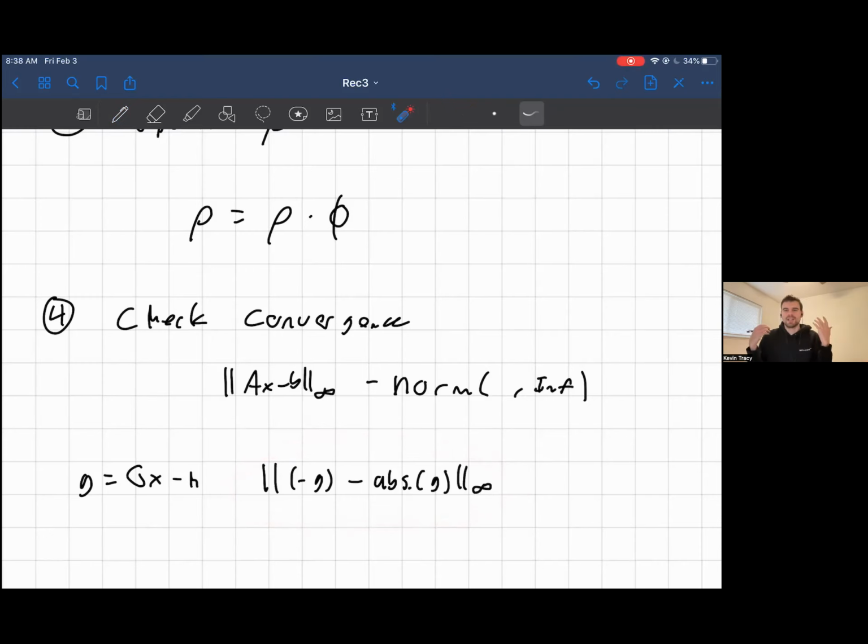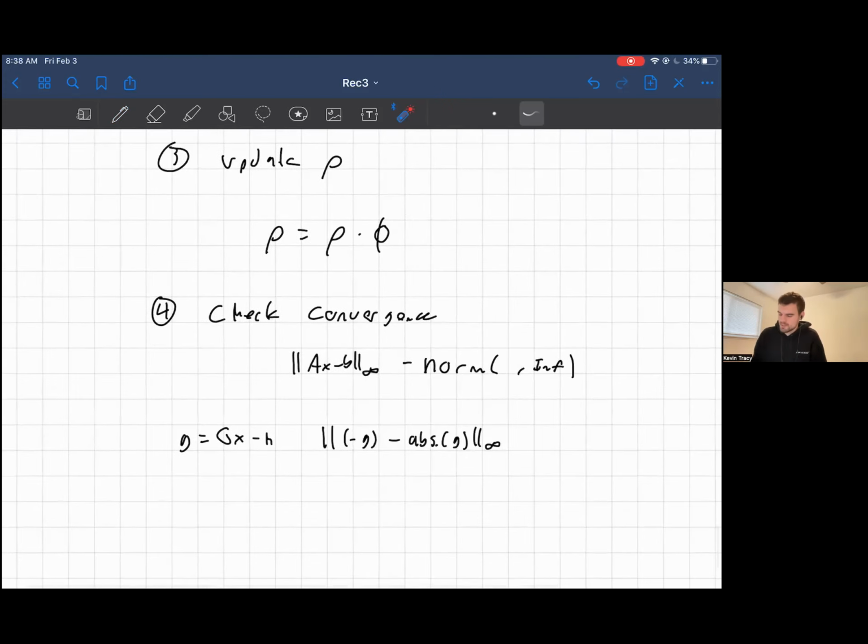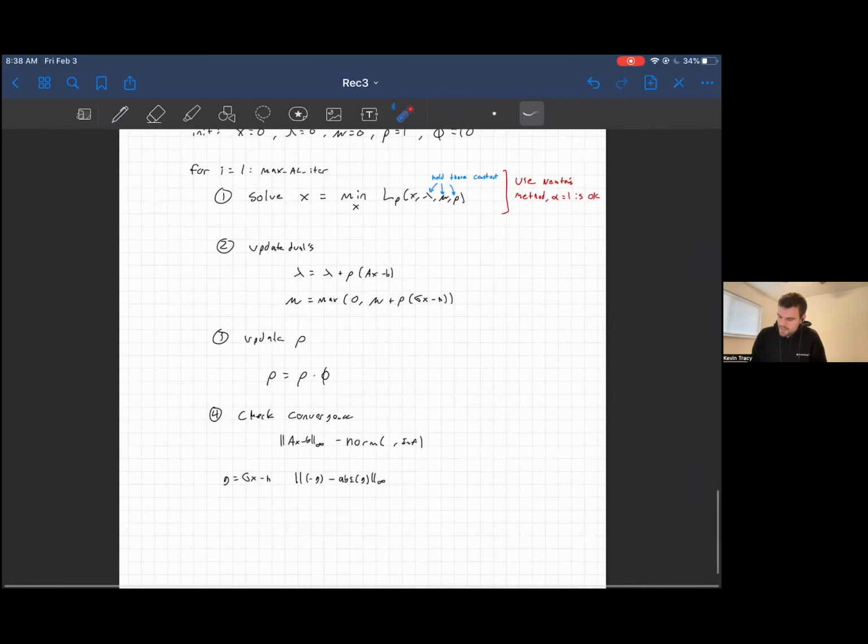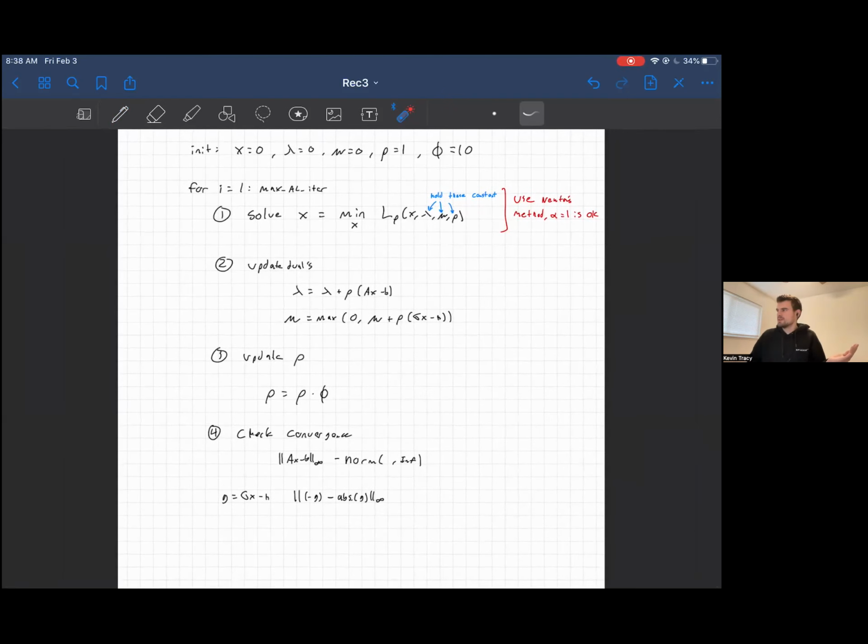Basically, I want to make sure that everything in g is very, very close to 0 if it has to be 0. If it's going to be an inactive constraint, then I'm not that worried about it. But I will certainly update this in the slide with the correct thing we want to use. Okay, so here's the augmented Lagrangian method.